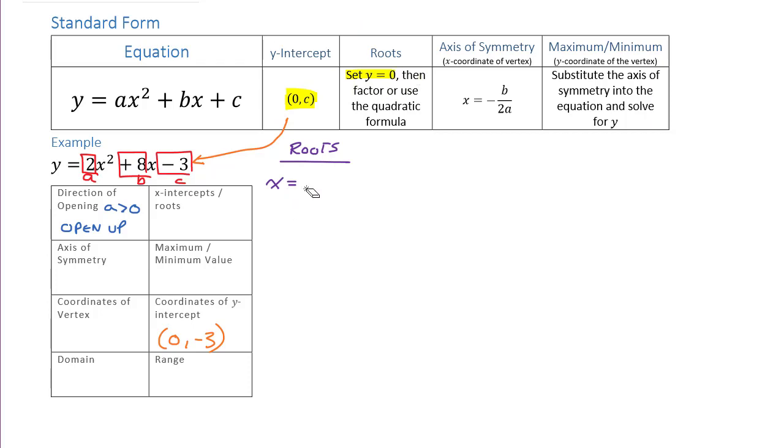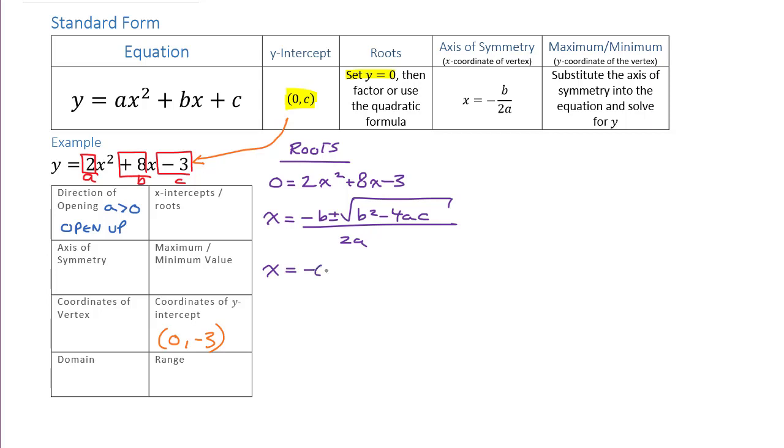Just to be clear, what I'm really doing here is setting y equal to 0 because my roots occur when y is 0. And then I'm just subbing in a, b, and c. So x equals negative b, plus or minus the square root of b squared minus 4ac, divided by 2a. I'll write the formula out here just to remind you from the other day. So x equals negative 8 plus or minus the square root of 8 squared minus 4 times 2 times negative 3, all divided by 2 times 2.